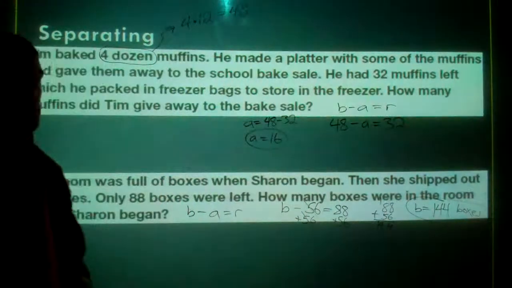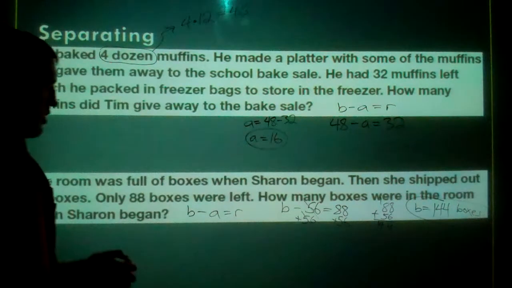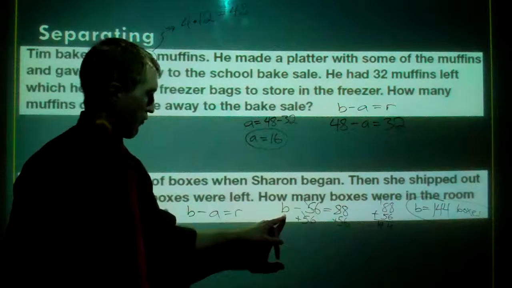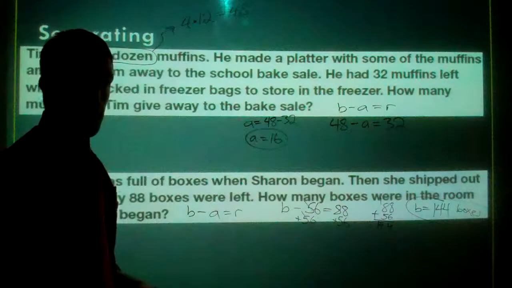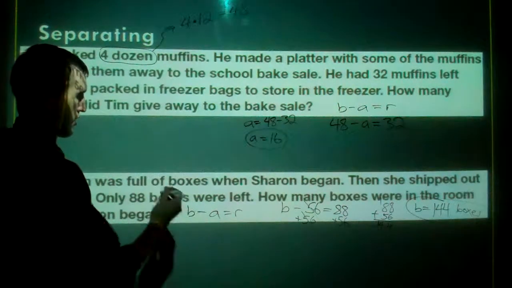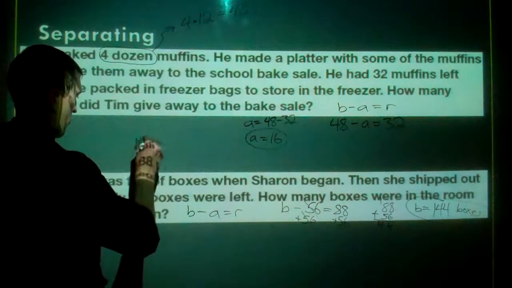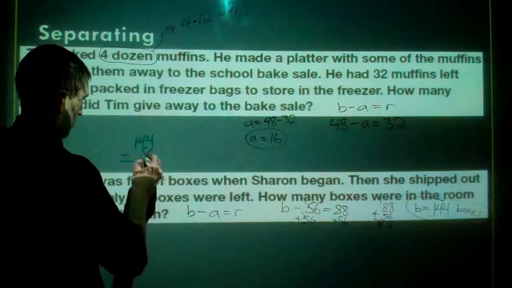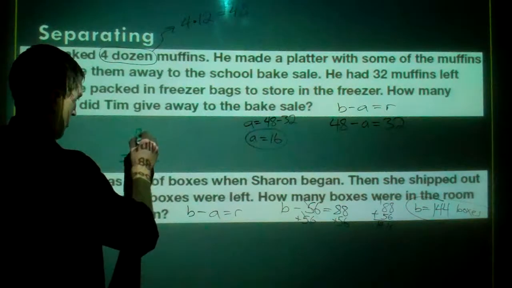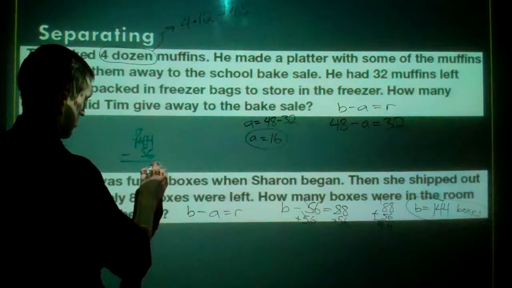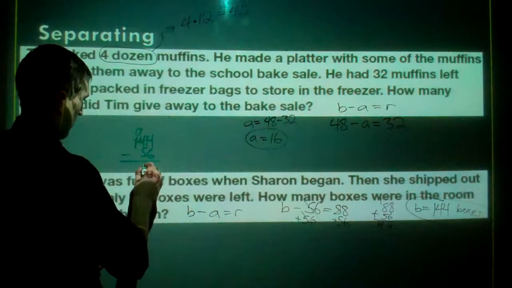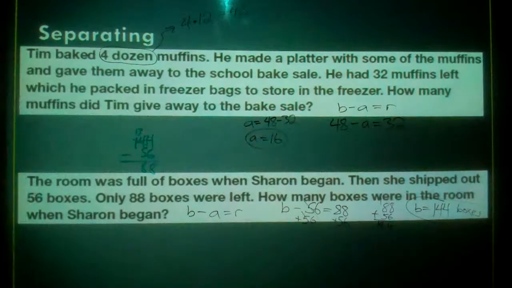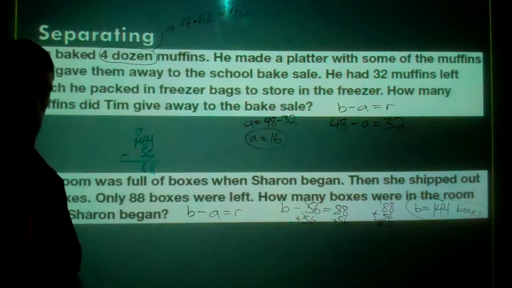Alright, if we went ahead and checked our answer, we could do 144 minus 56 and we should get 88. So let's check that. 144 minus 56. 14 minus 6, 8, 13 minus 5, 8. We do get 88. So it checks out and it does work.